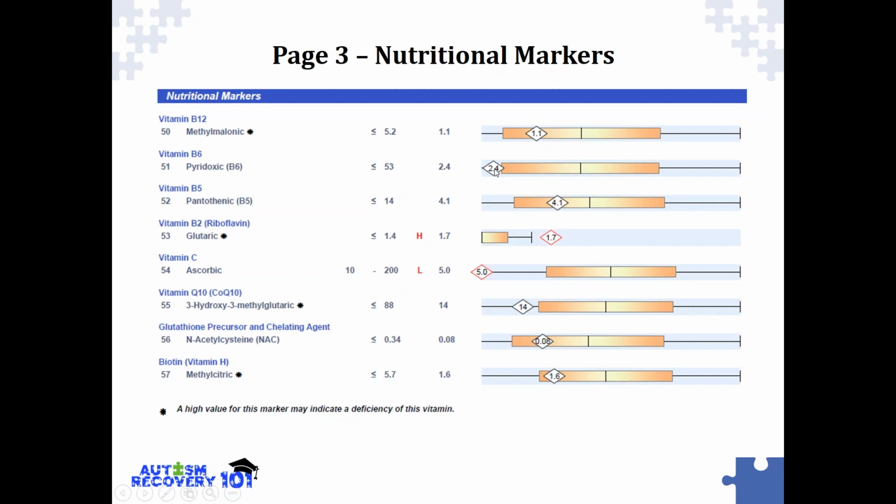Many times we see low levels of B6, particularly when the oxalates are high, for example. This marker where we see an elevated glutaric, it's usually mildly elevated, 1.5, 1.7, 1.9. And it is associated often with the presence of candida. So it seems to coincide with that.